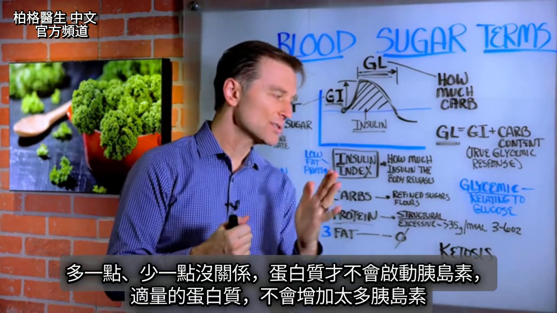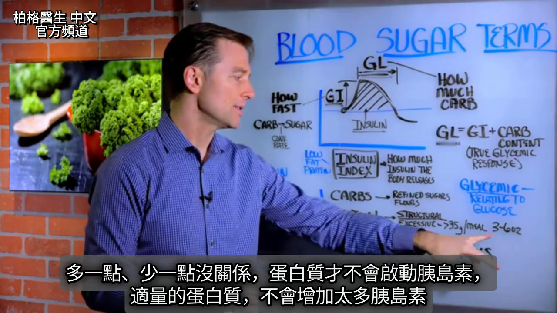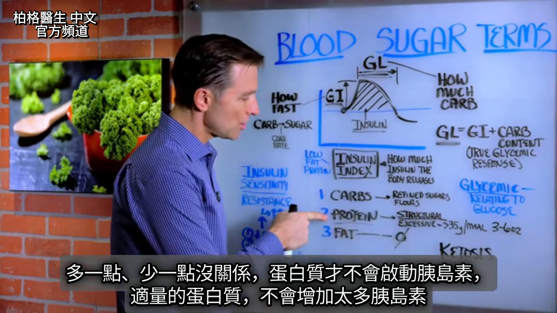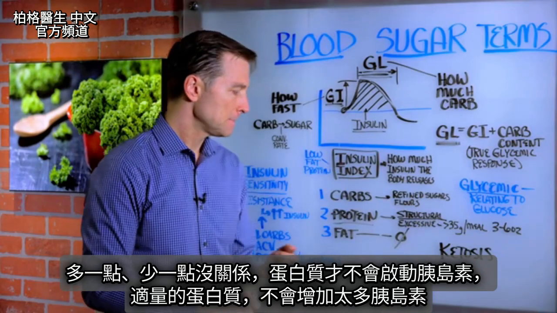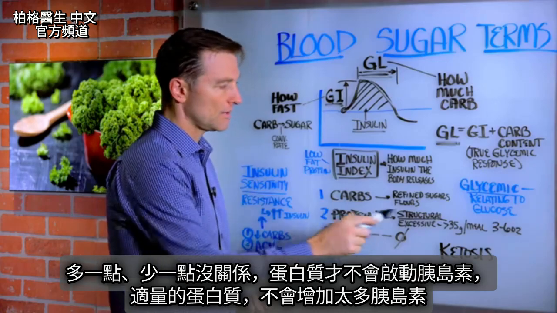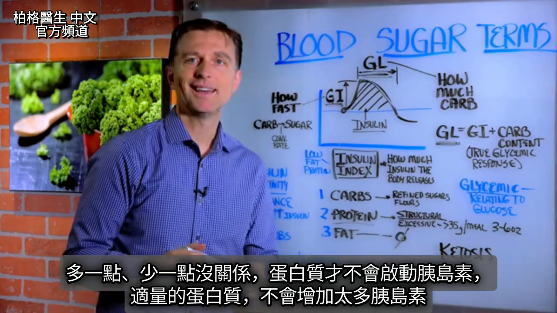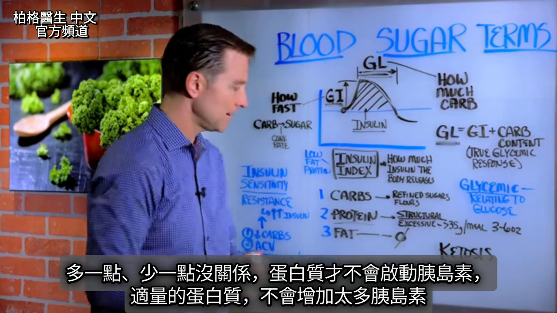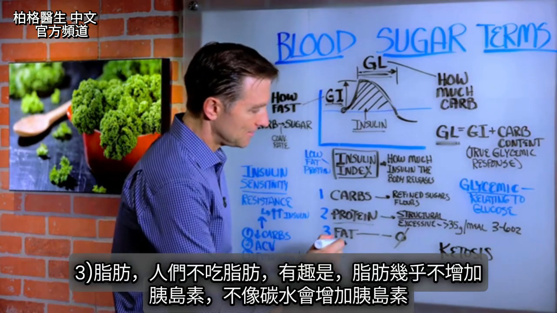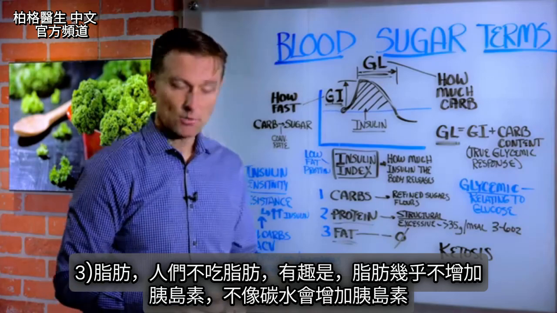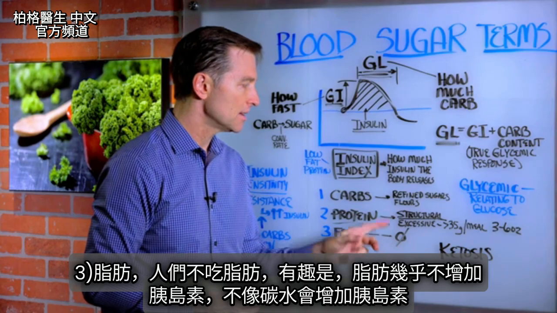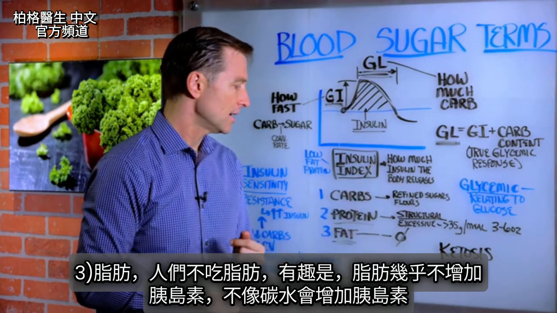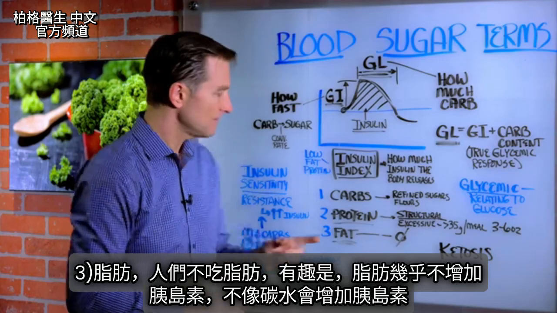I mean, a little bit more is okay, a little less is okay, but right around this range here, just to make sure that protein doesn't stimulate insulin, okay? Typically if you have a moderate amount of protein, you're not going to raise insulin too much. Then we have this thing called fat. This is what people are avoiding. And what's interesting is that fat has near zero response of insulin, okay? So it doesn't have that response like carbohydrates.